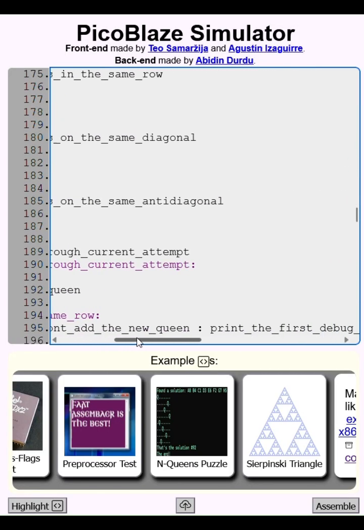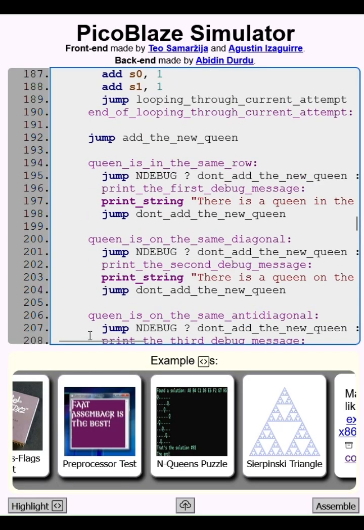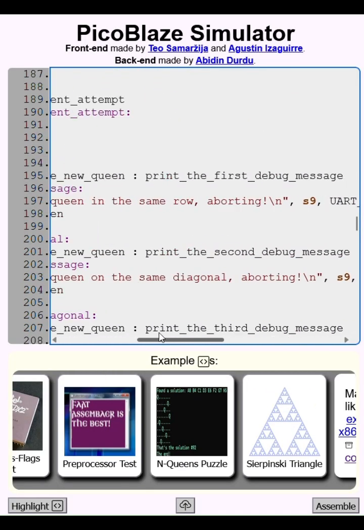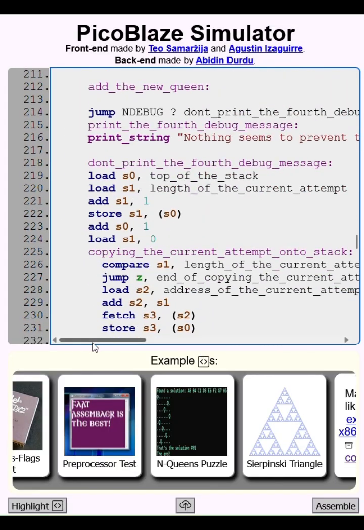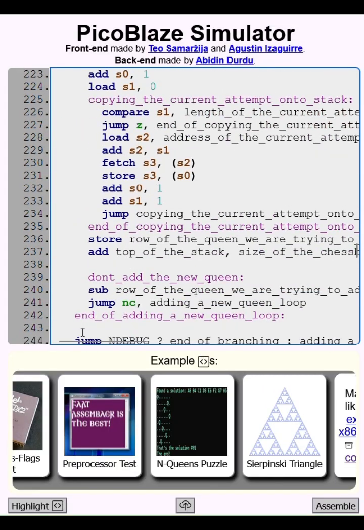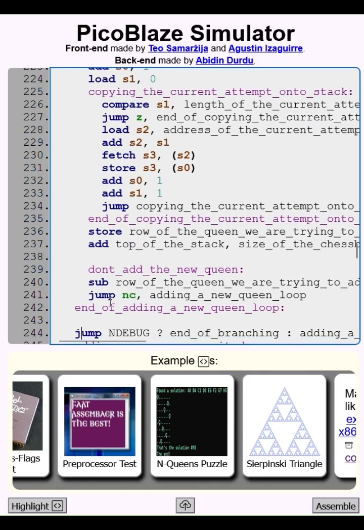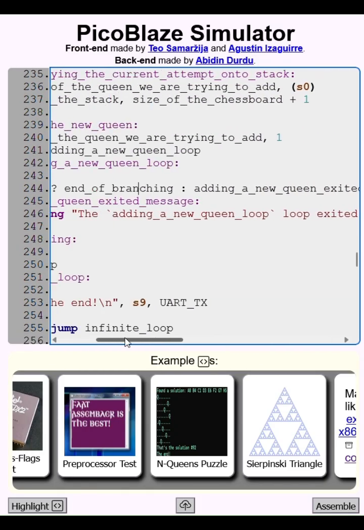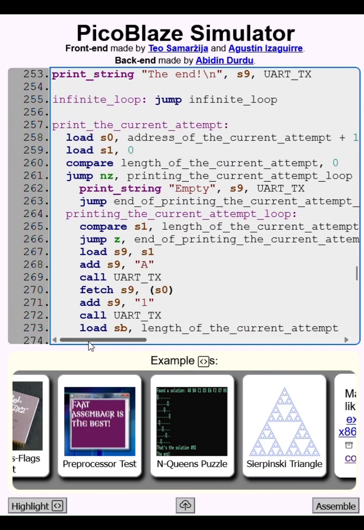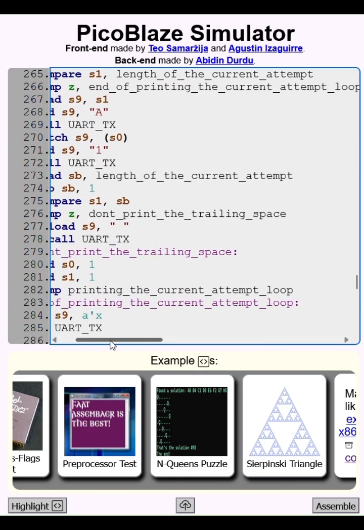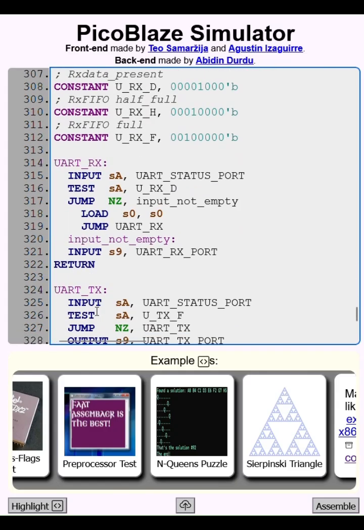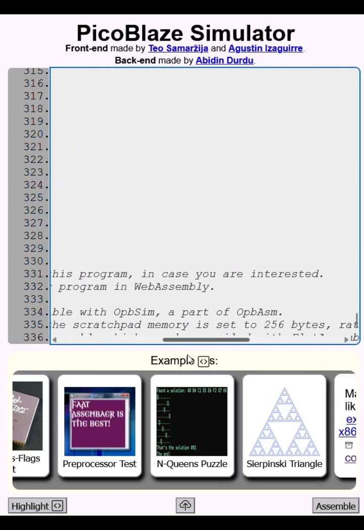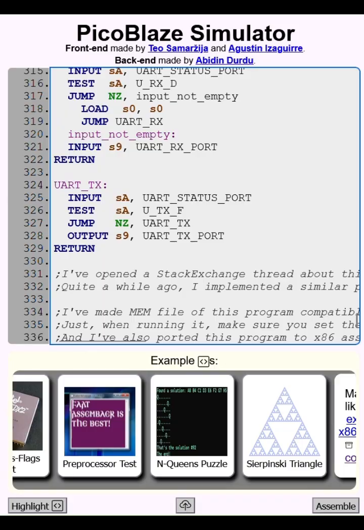It is 336 lines of Picoblaze assembly code. It is solvable using the DFS algorithm, the depth first search algorithm. I implemented it using the stack. In higher level languages, it is usually implemented using recursion, but in assembly language, it is way easier to use a stack than to use recursion for implementing DFS.